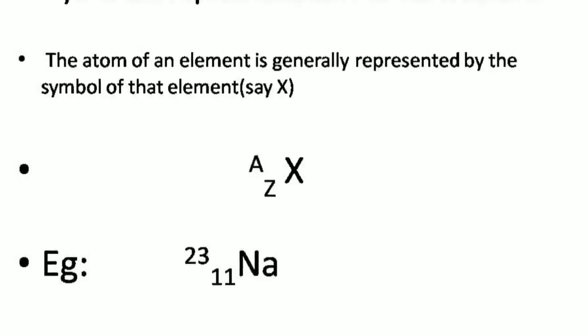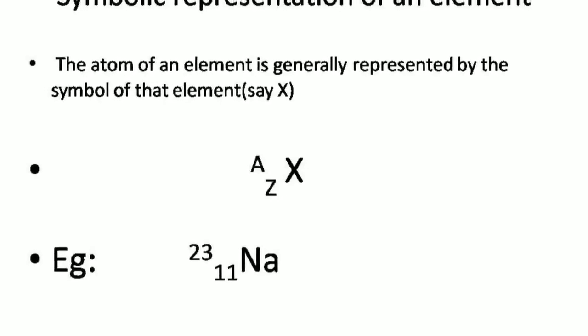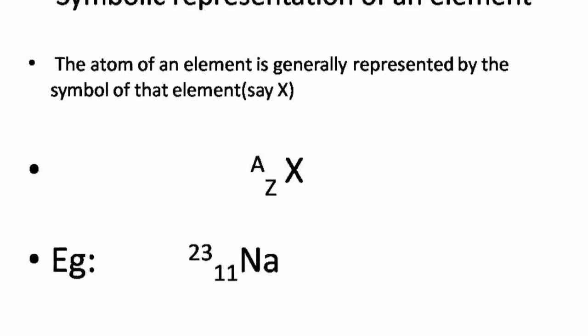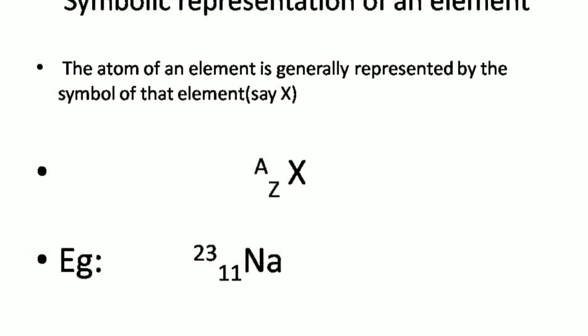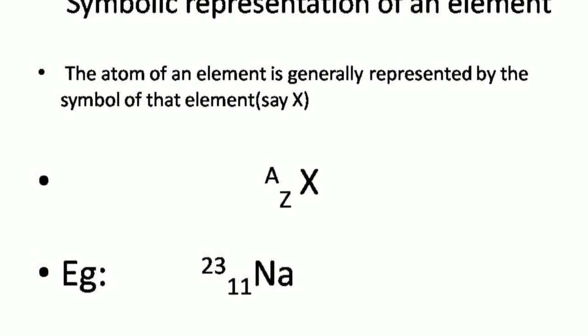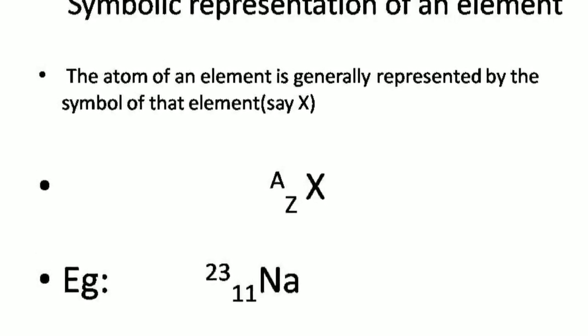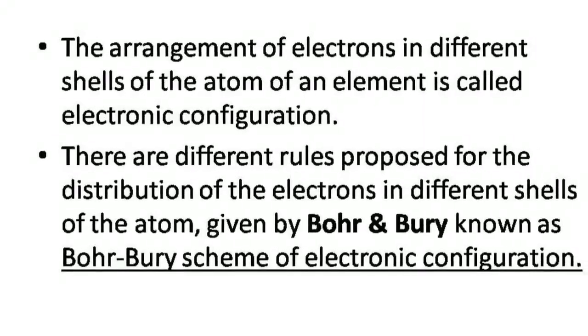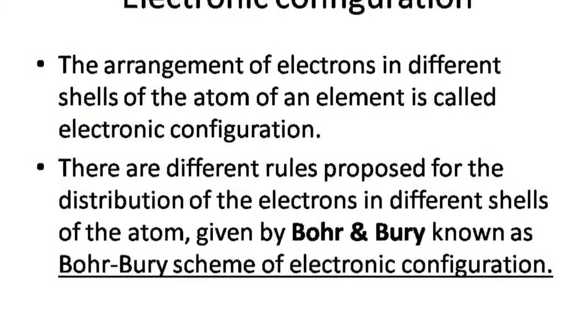Our next topic is symbolic representation of an element. Let's say symbol of an element is taken as X. The atomic number Z is written as subscript, whereas mass number A is written as superscript, both written on the left hand side. Next topic is electronic configuration.